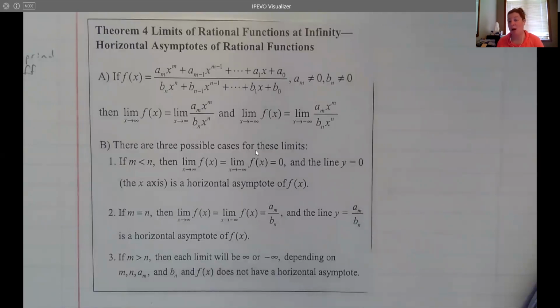this is going to be our rules of that basically. So there's possible cases. If m, that's our exponent on the top.